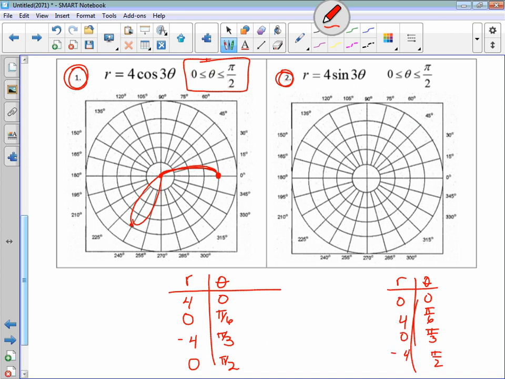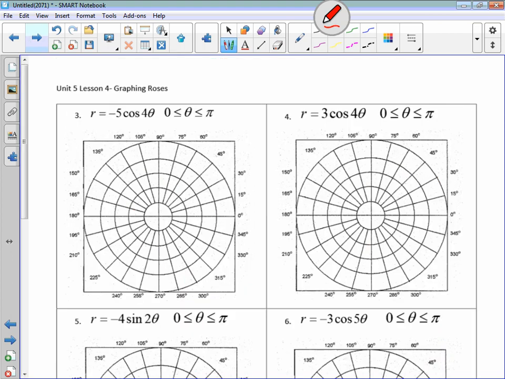Okay, so we start at the pole this time. Then we come out here. So we do that, right? And then we go back to the pole. And then I go down here. That's it. Not that bad, right? All right. So far, so good.